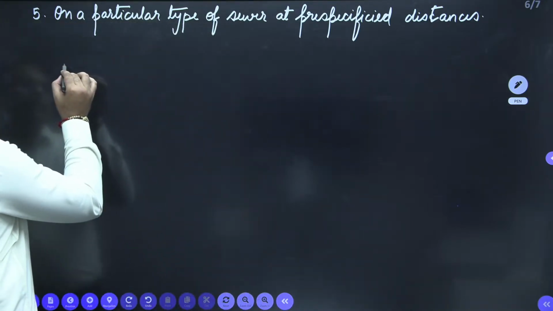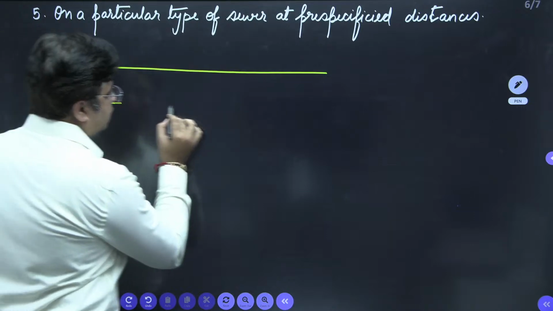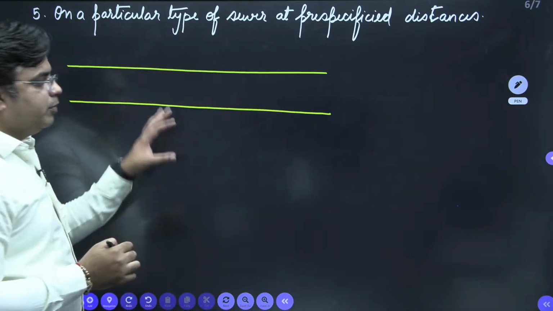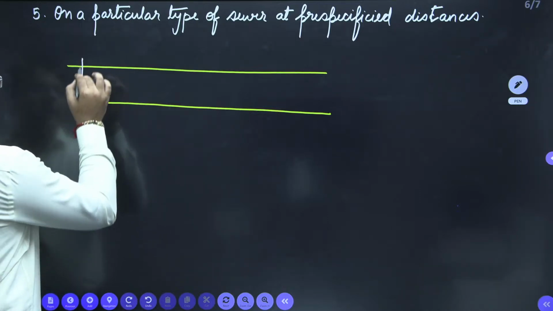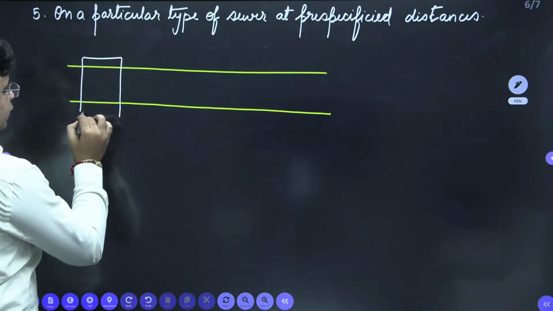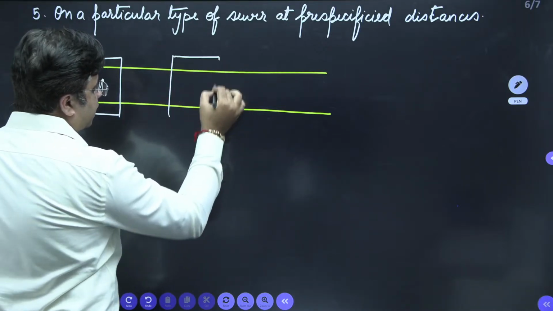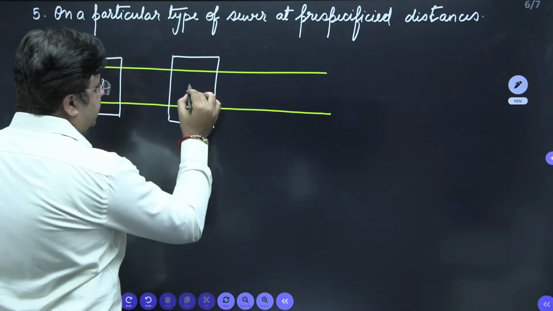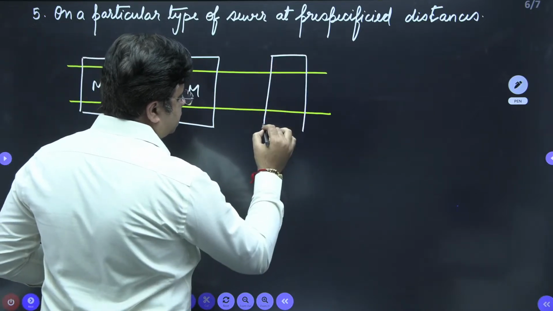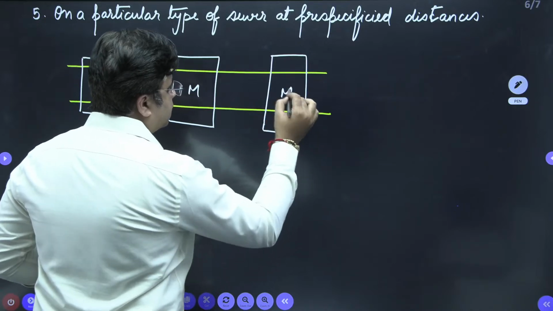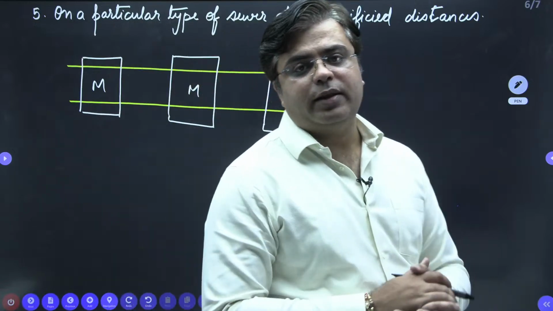For example, if this is the main pipe or main sewer going like this. So this is the underground main sewer going like this, right? So in the main sewer only, at pre-specified distances, you need to provide manholes like this. So these are the 5 different locations where you need to provide the manhole.